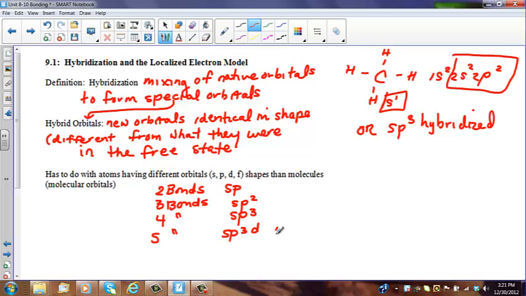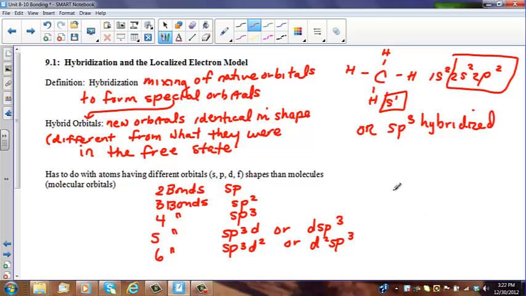sp3d. Sometimes you'll see it written as dsp3. You know, I was taught this way. You just keep going in terms of energy levels. But if you see it this way, it's not wrong. And six bond lines is going to be sp3d2, or you might see it written as d2sp3. Don't ask me why they do that. It's kind of weird.